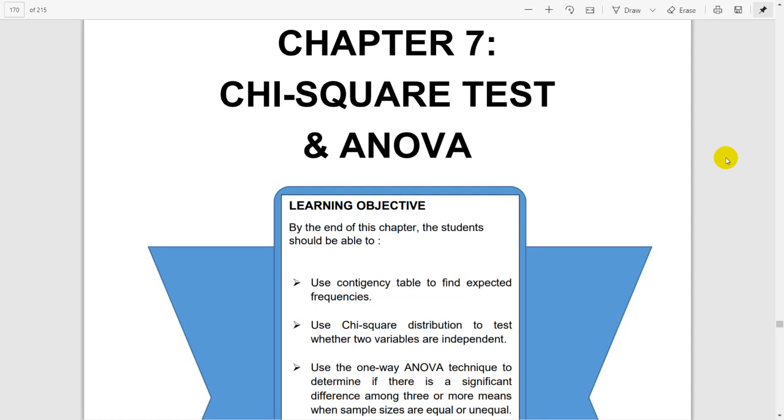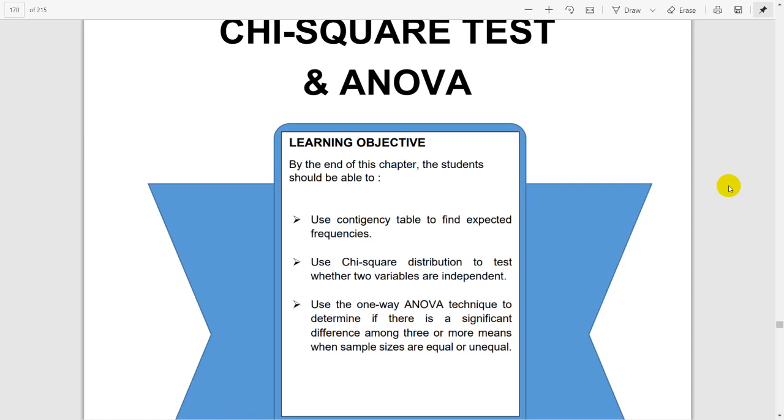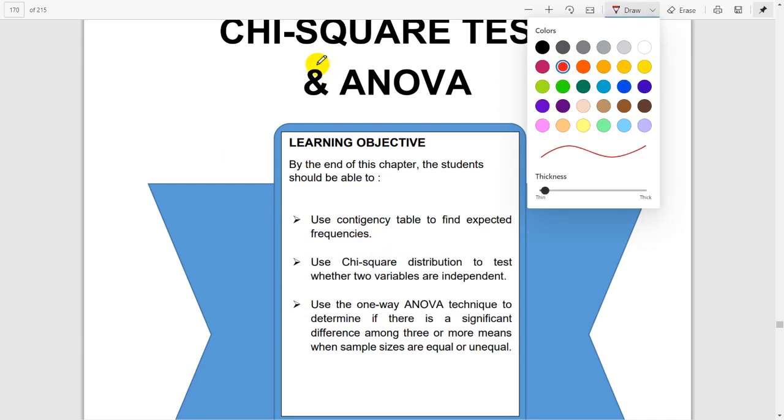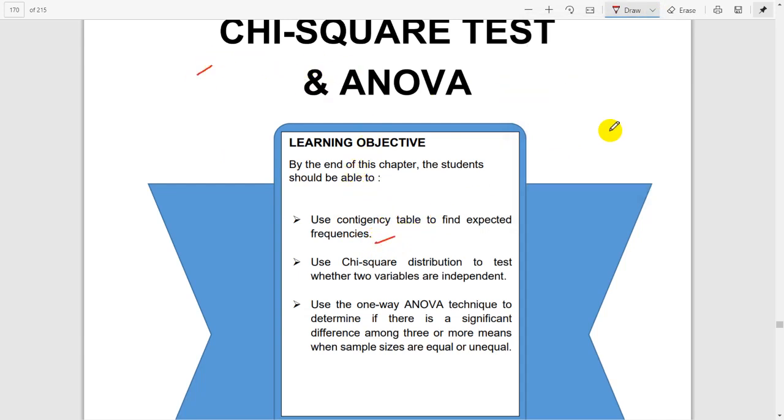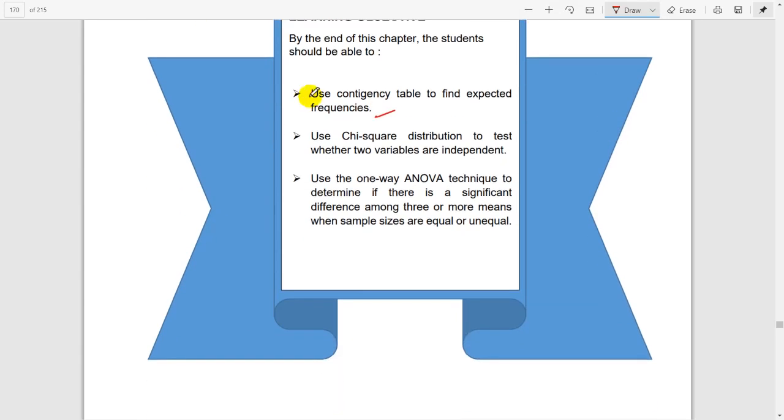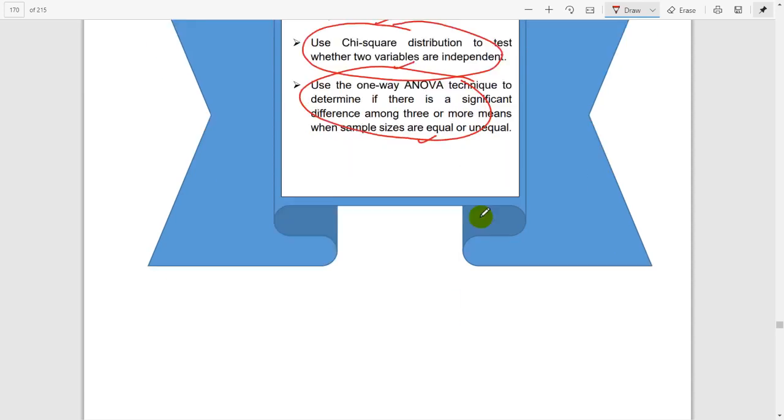Alright, so first let's look at the learning objectives. By the end of this chapter, students should be able to first, use a contingency table to find the expected frequency. Second, use the chi-square distribution to test whether two variables are independent. Satu kita akan pakai chi-square distribution untuk find dia adalah independent. Satu lagi method adalah by using ANOVA to determine if there is a significant difference between 3 or more means when samples are equal or unequal.